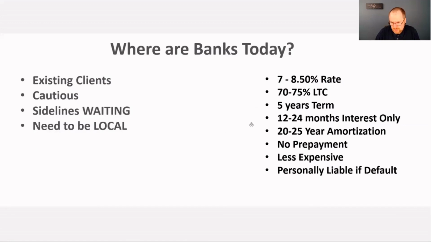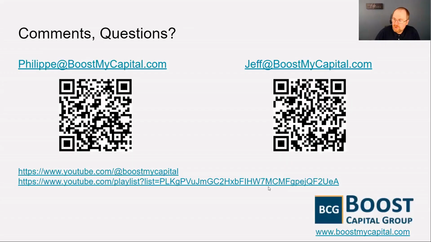The term, sometimes interest only. Amortization a little bit shorter, 20, 25 years. But no prepayment penalty. It's like some on a house, actually. Less fees. But the people signing the loan will be personally liable. And that's all I have for you.